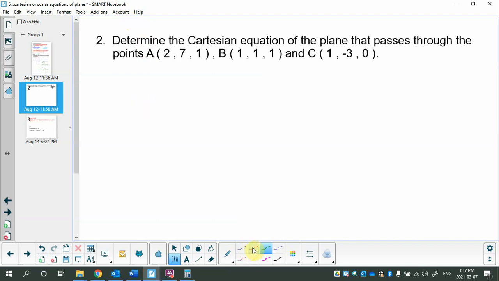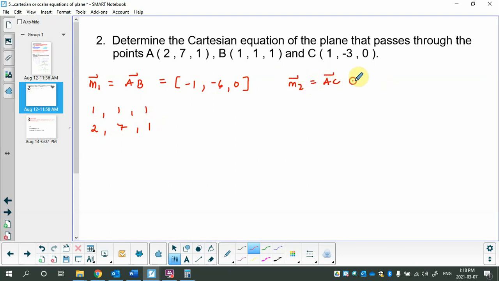Here's how you go about it. You need a direction vector. So I am going to make direction vector AB, as I almost always do. There it is. I need a second direction vector. I'm going to find AC, as I almost always do.